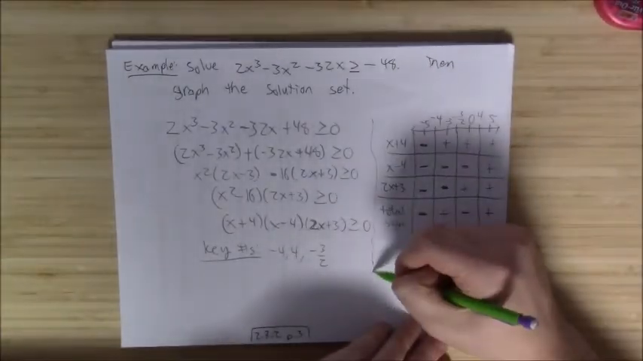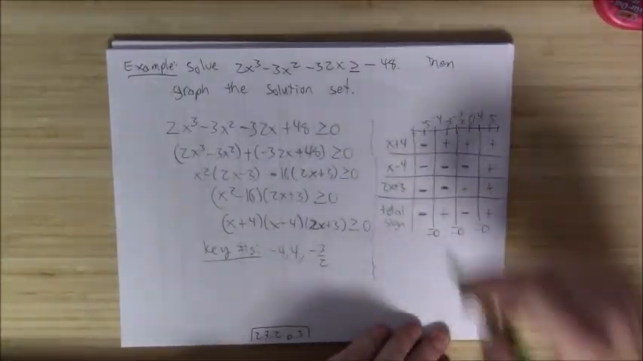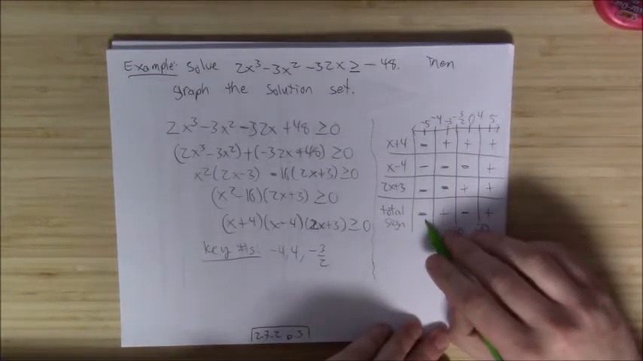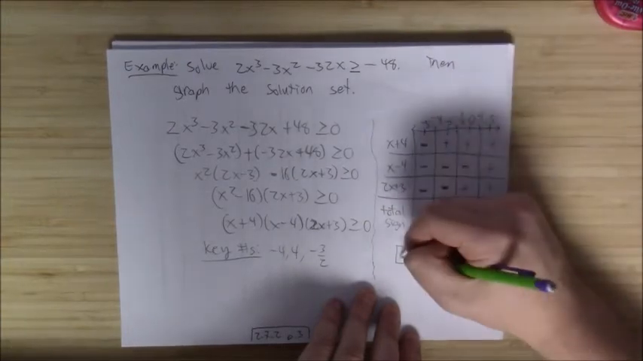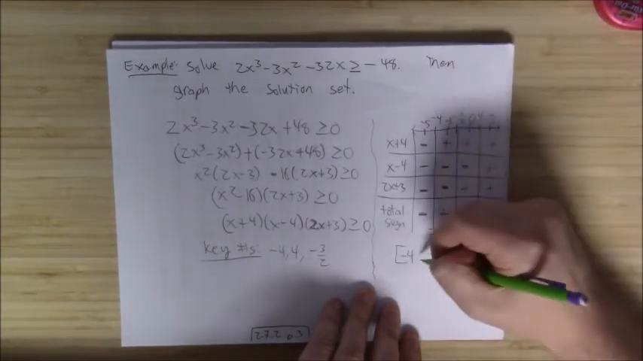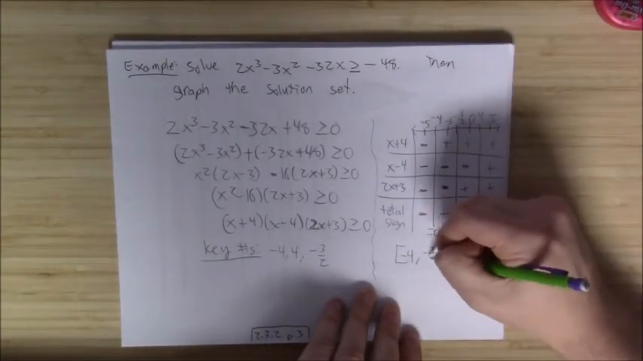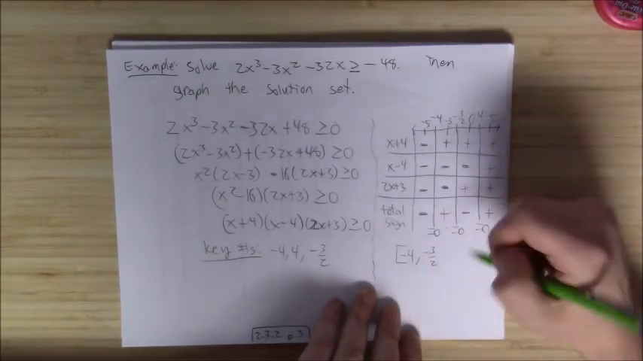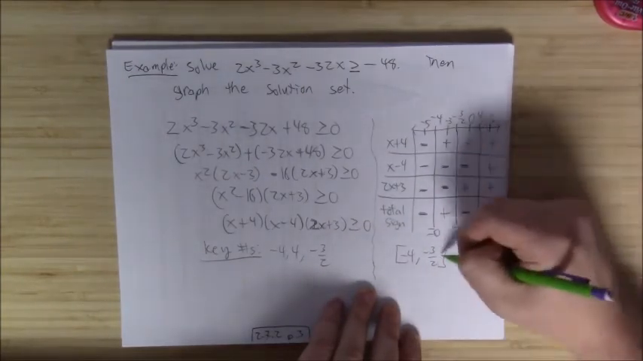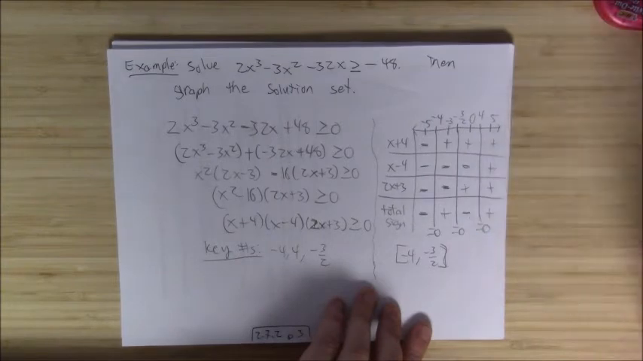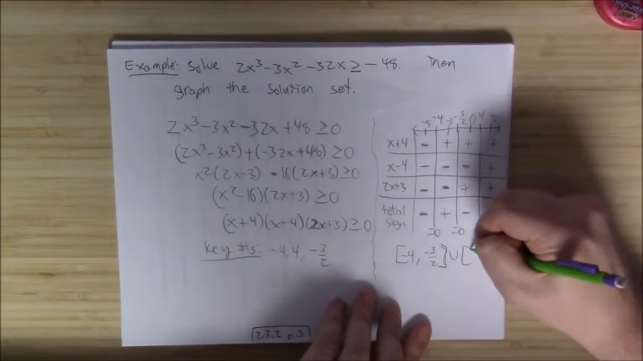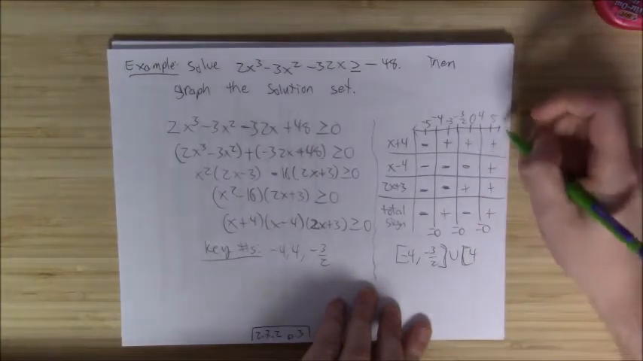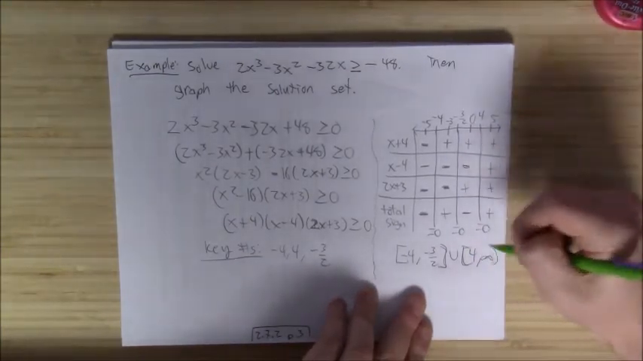Now we just need to read off where it's greater than or equal to 0. Well, it's not greater than or equal to 0 there. It starts being equal to 0 there, so that's at negative 4, then all the way out to negative 3 halves. It equals 0 there, and that's good. Then it's negative, so it's less than 0. We don't want that. Then it starts equaling 0 again at 4, and then it's greater than 0 the rest of the way out to infinity.